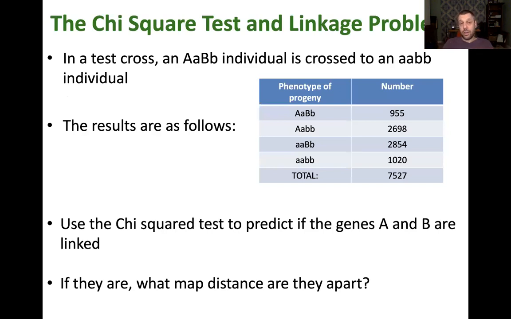In a test cross, in which a dihybrid individual is crossed to a homozygote recessive individual, they got the following results for the different types of progeny. Gives you the actual numbers of progeny down here. Total number of progeny in this experiment is 7,527. And the question here is, it's telling you to use the chi-squared test.